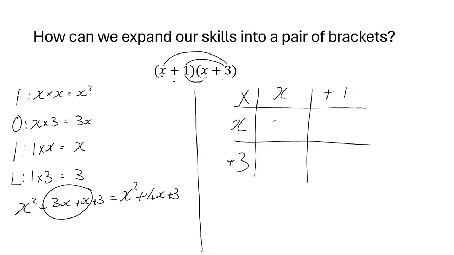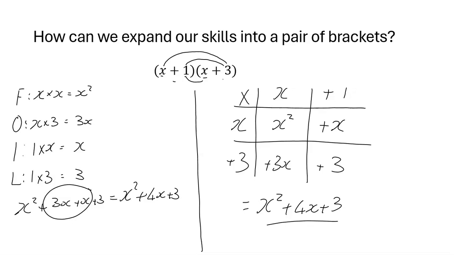So top left box is x times x, which gives me x squared. Top right, x times plus 1, which just gives me plus x. Bottom left is plus 3 times x, gives me plus 3x. Bottom right is plus 3 times plus 1, which gives me plus 3. And you'll notice that each of the elements in this one are the exact same as the elements once I've expanded using FOIL, which means that when I simplify it, I'll end up getting the exact same answer as what I got before. So two different methods and variations and ways of expanding them.